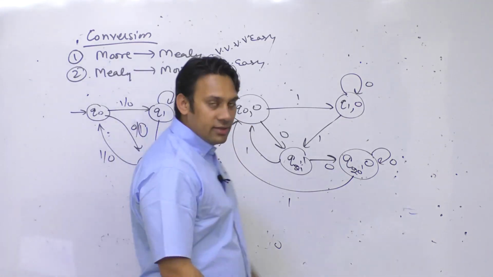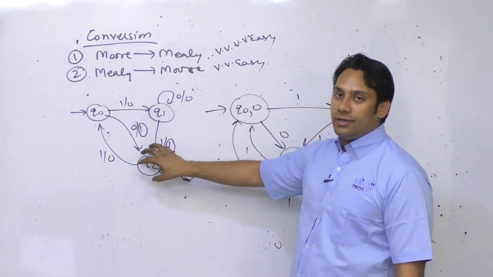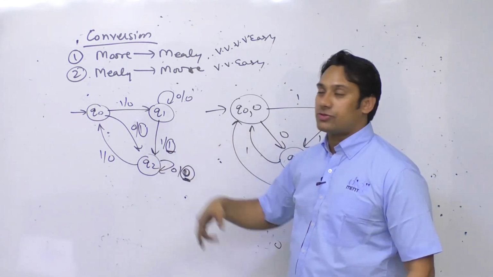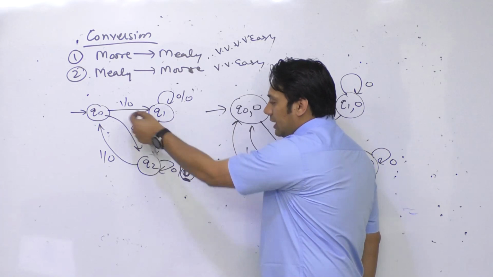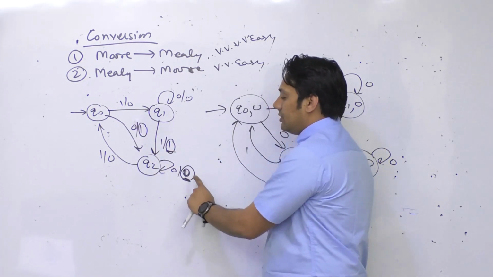That's it. Very easy. All I have to do is, if for a state we are producing multiple different outputs, for example here we are having an incoming transition for Q2 where we are producing output as 1, and here we are producing output as 0.